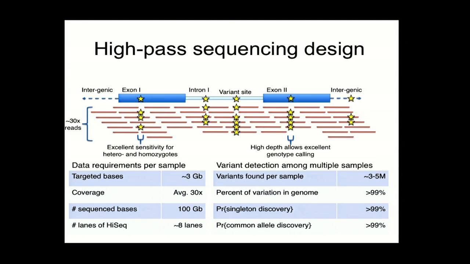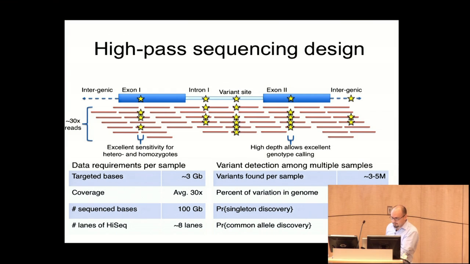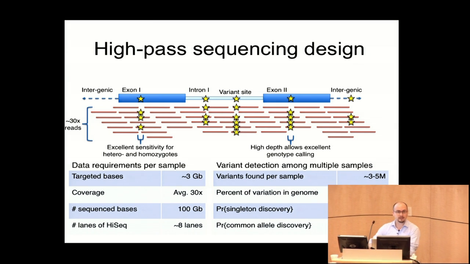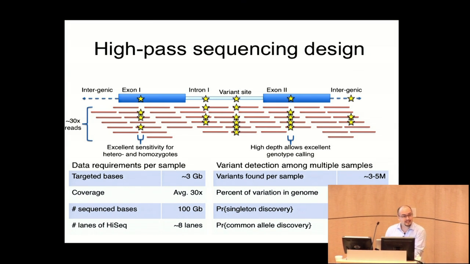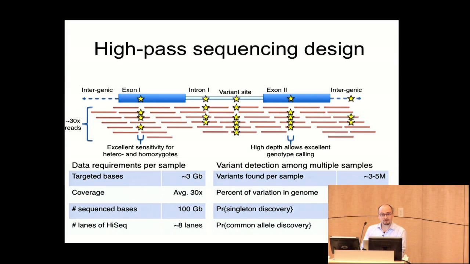And this gives you an idea of what it would require for each sample. So the data requirements per sample, you're targeting 3 gigabases of human genome. You want 30x coverage, you need 100 gigabases of sequence. This is 8 lanes on a HiSeq right now. And then you say, how many variants would you find? You find around 3 to 5 million, depending on the ethnicity of your sample. You're going to find 99% of all the variation in the genome, with 99% sensitivity to all singletons and all common variation. So this is a very easy design, and it's very reassuring. You get a lot of data per sample. Or sorry, you get excellent ascertainment for single samples.